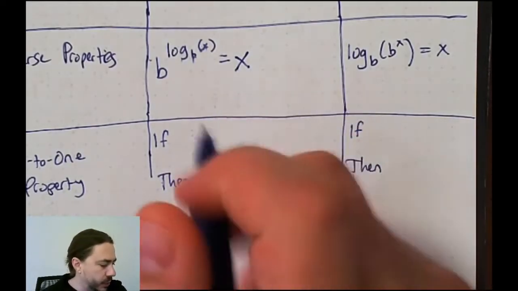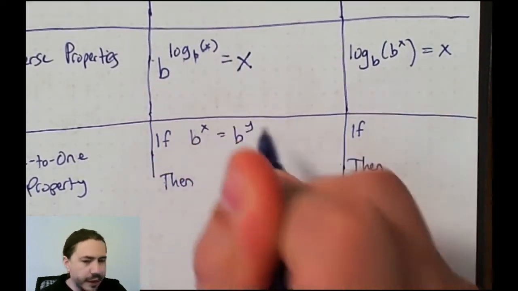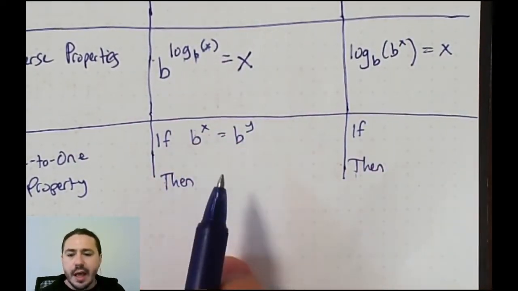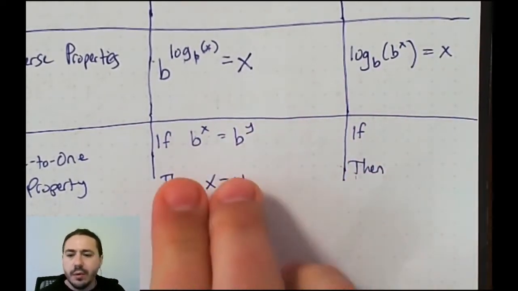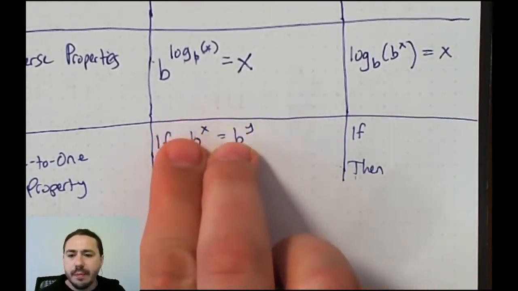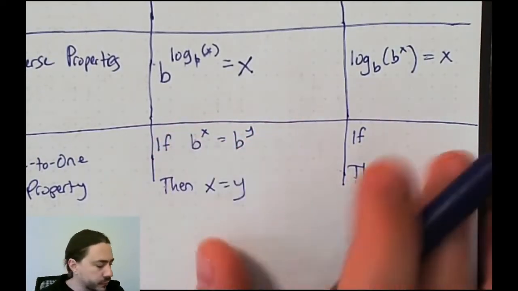So for the exponent side, if we have b to the x equals b to the y, if this is our equation, then we can conclude that x equals y. Okay, we can get rid of the base, we can drop the bases and just set the exponents equal to each other as long as the bases are equal.